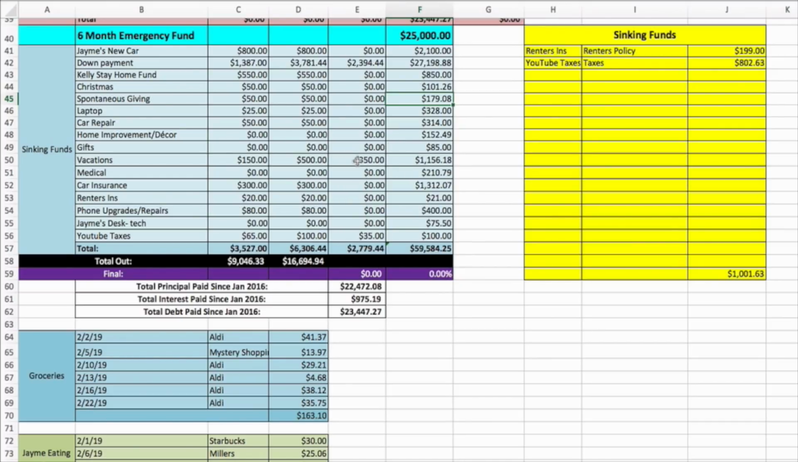Vacation fund, we added $500 for a total of $1,156.18. We are saving for our Alaskan cruise. And as of last week, we may actually be going to France and Italy in May, which is super exciting. Jamie is possibly going there for work. We are not 100% sure yet if he does go, but if he does, then I will be tagging along.